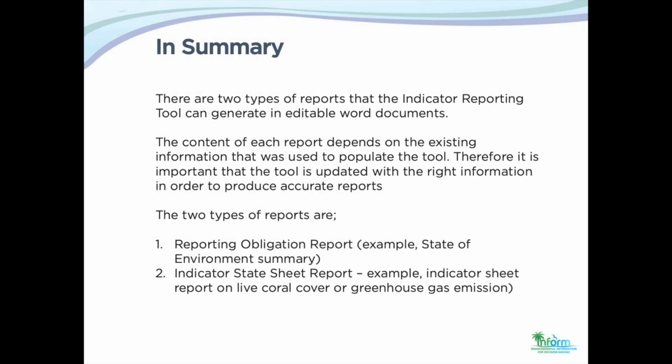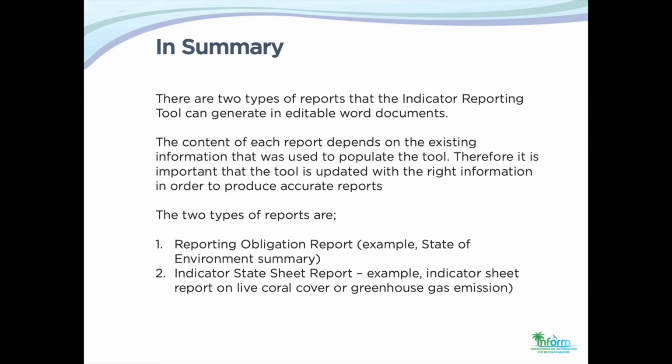In summary, on this module, you have learned that there are 2 types of reports that the indicator reporting tool can generate in editable Word documents. The content of each report depends on the existing information that was used to populate the tool. Therefore, it is important that the tool is updated with the right information in order to produce accurate reports.